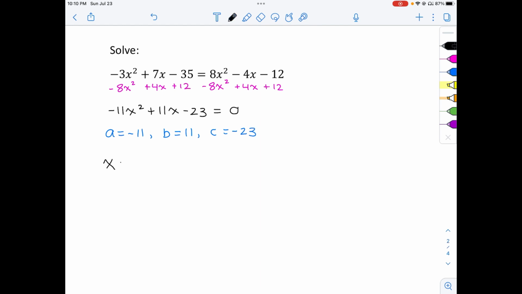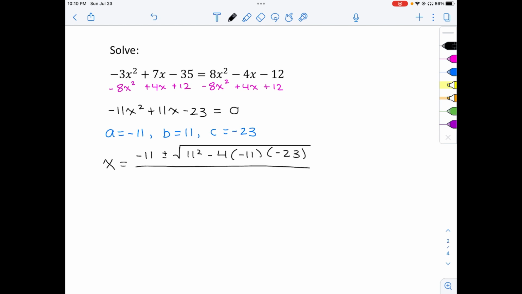So I'll have x equals -b, so -11, plus or minus the square root of b squared, which is 11 squared, minus 4 times a times c, and then all of that is divided by 2 times a.